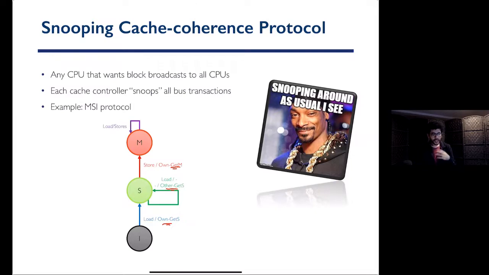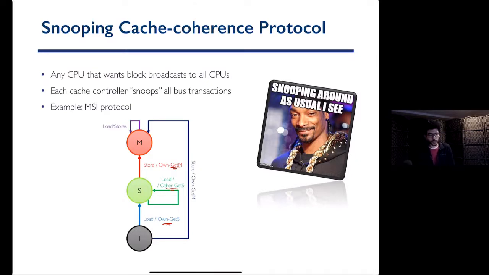Now, so far I have just looked at the requests that are issued by me, loads and stores. Now, let's say that I was invalid and I wanted to store something. So I didn't have that memory location cached and I just wanted to store something.